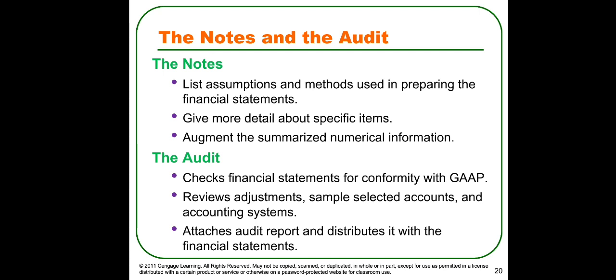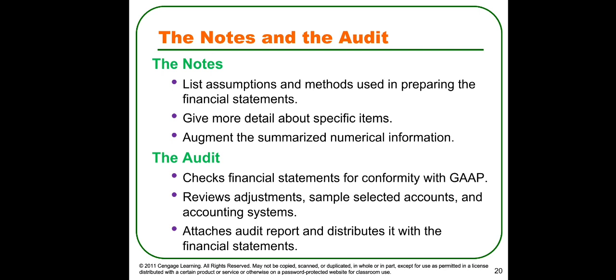The auditor also reviews adjustments, samples selected accounts, and reviews the accounting system. The auditor will check everything properly. They have their own methods. They do sampling, they do verifying, etc. And then they attach an audit report and distribute it with the financial statements. So after the auditor checks the accounts, the auditor will prepare a report. In that report, the auditor will give an opinion. The auditor will say whether the accounting record is correct or not. Basically, they have their own language. They will give a qualified opinion, unqualified opinion, what else, disclaimer, etc.